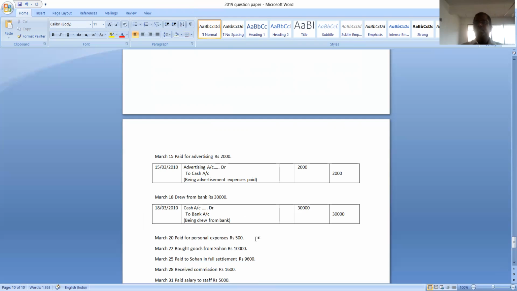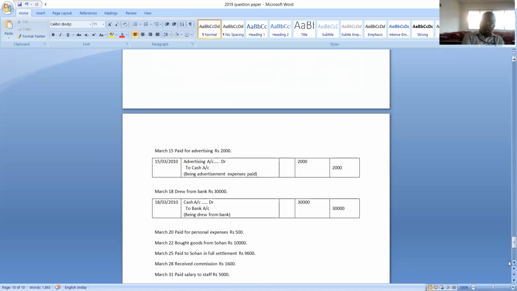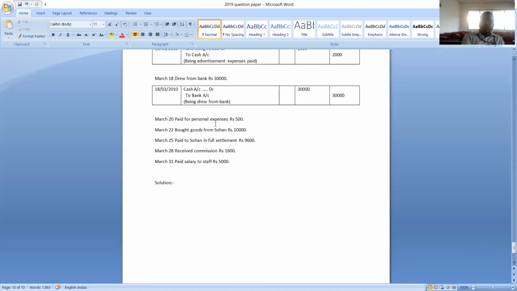Next transaction. See here, while passing journal entries, a very important thing is analyzing the transaction. If you are able to analyze the transaction properly, then you won't find any difficulties in passing the journal entry. So the very important thing is we need to process the transactions systematically. So five more transactions are there. Let us go through those transactions. Actually, the next one is dated 20th March 2010.